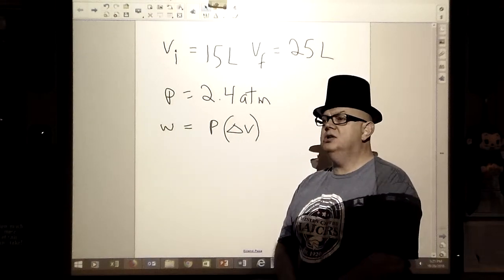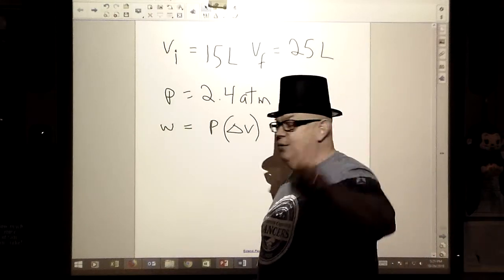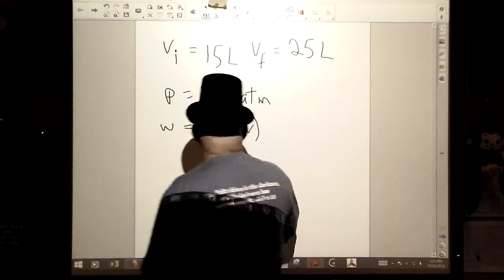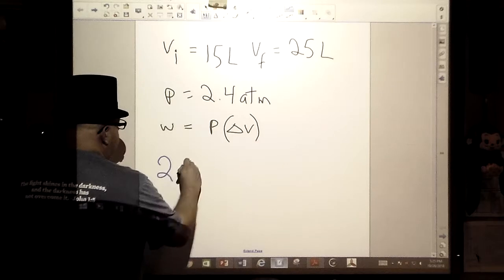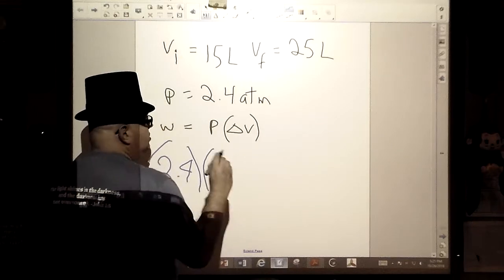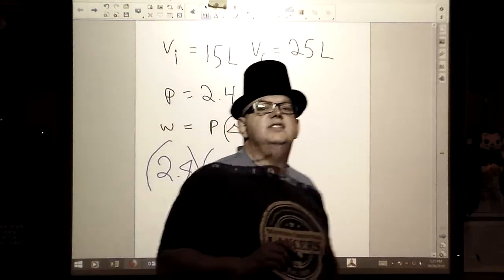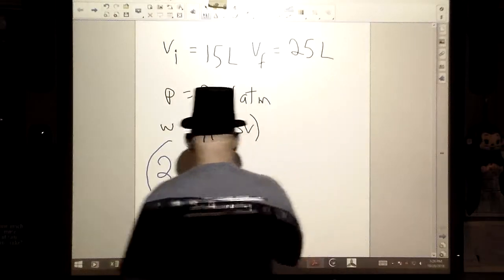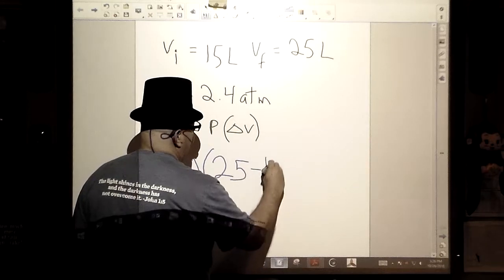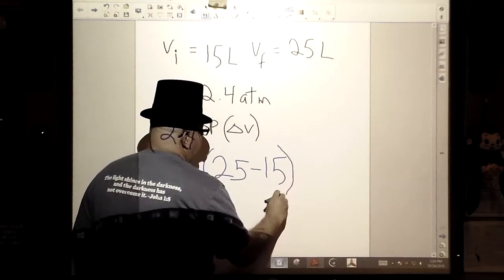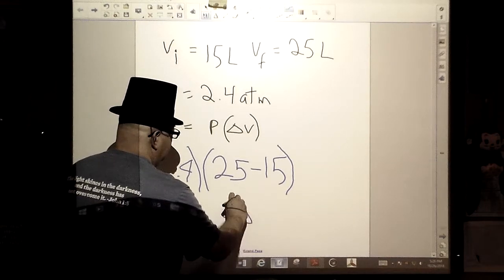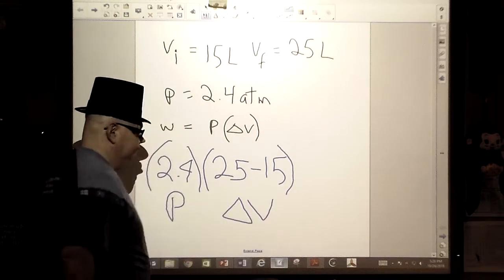Now that doesn't sound too hard, does it? No, that's an easy one, okay? So with that, let's take a look. Pressure, I've got 2.4, multiplied by our delta V. Now what is our delta V? It's V final minus V initial. So that's going to be 25 minus 15. So this is our pressure. This is our delta V.